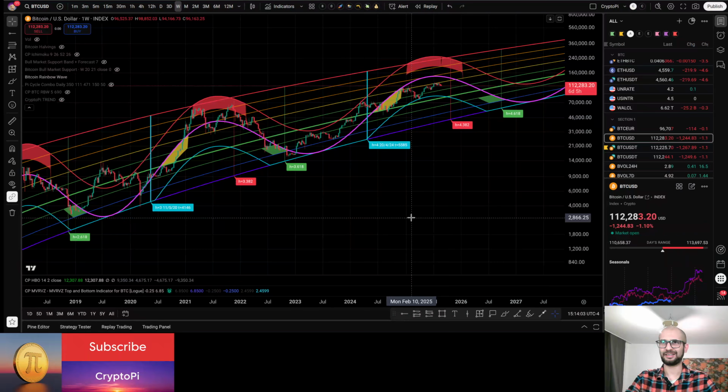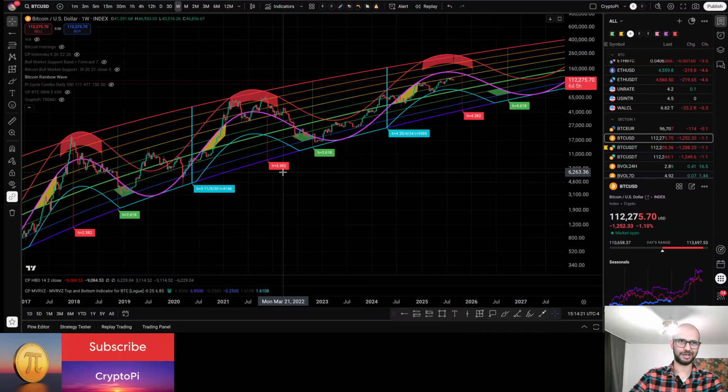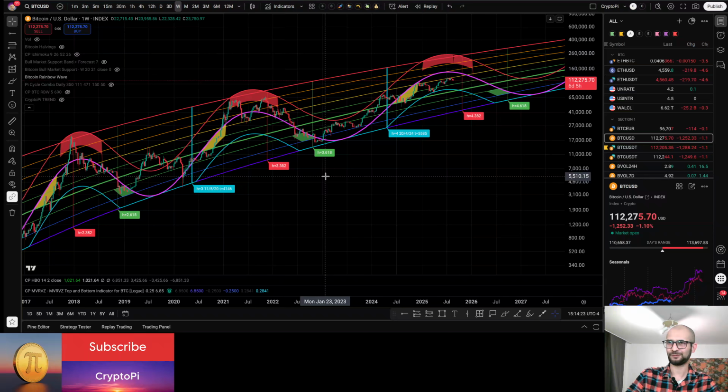But yeah, I think because of these vertical lines where it defines when the bear market begins, and the green lines when the bull market begins, this has become one of my favorite Bitcoin indicators, which I'm definitely going to follow for this cycle and also for the future cycles.